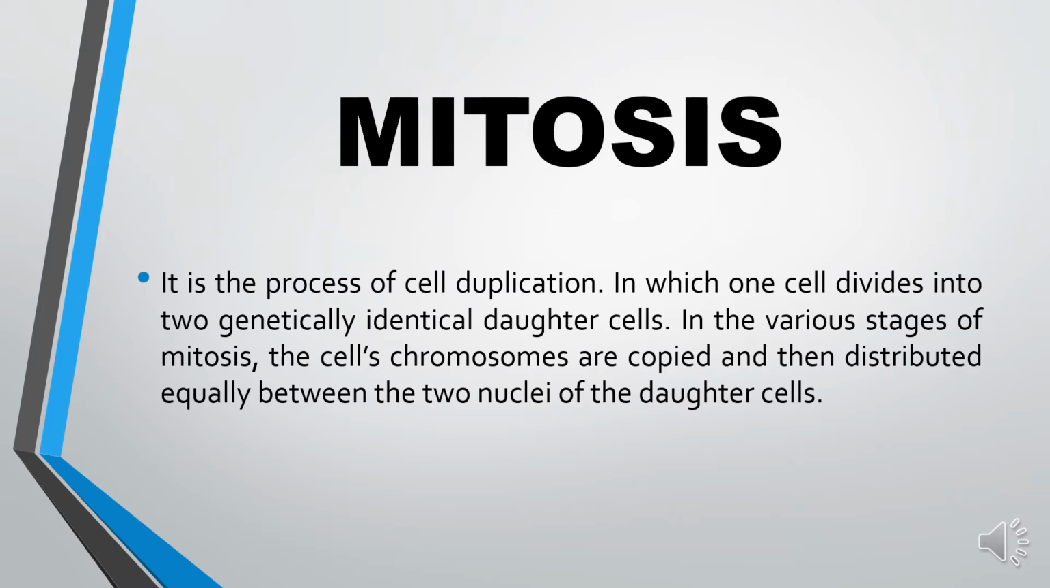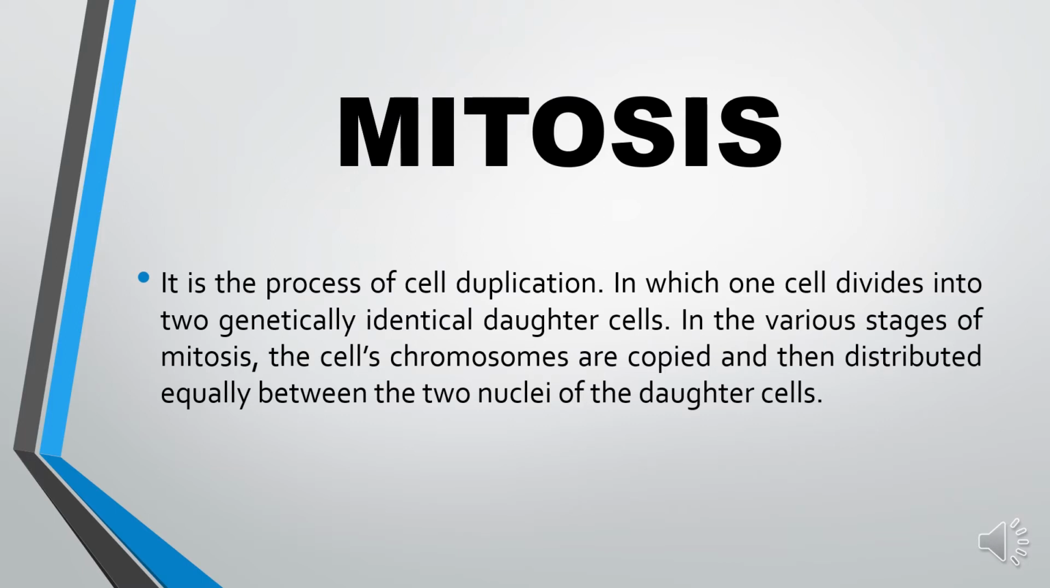And we'll mention also the distribution of chromosomes. So before mitosis, we have 46 chromosomes, and at the end of this process, the two identical daughter cells will receive 46 chromosomes each. That's why we have equal distribution of chromosomes.